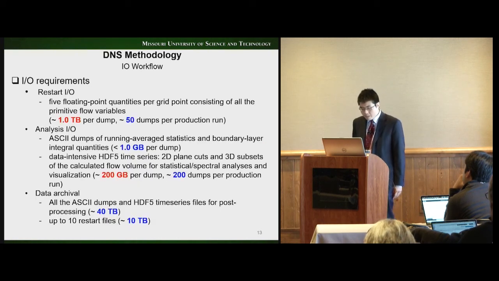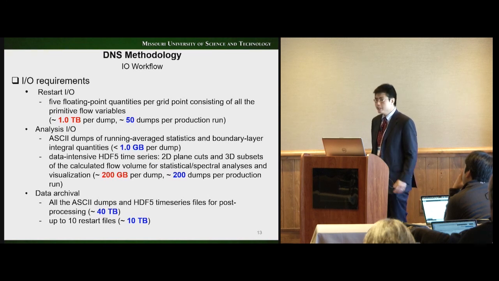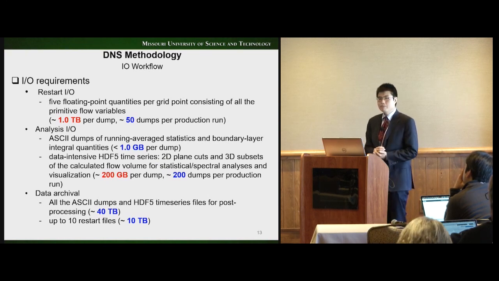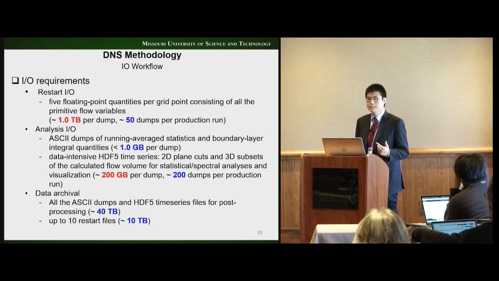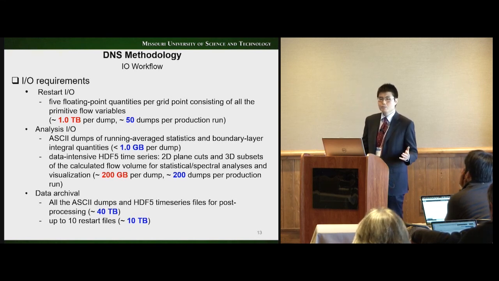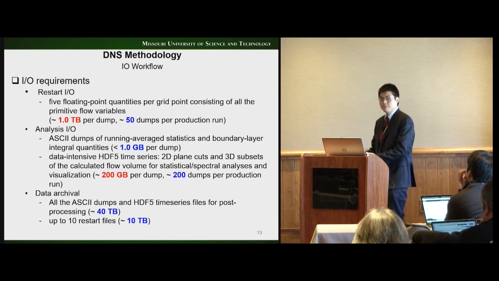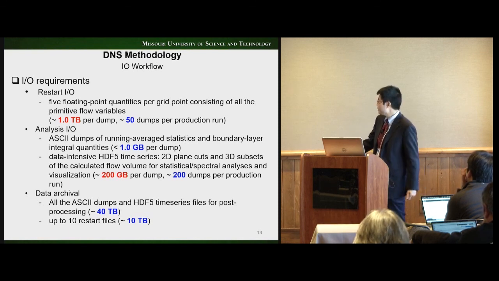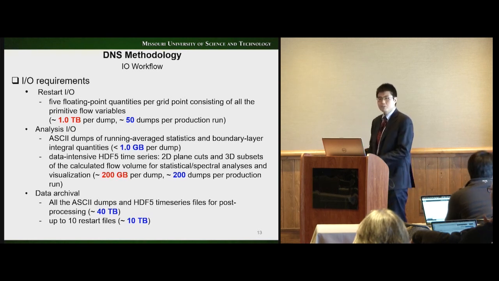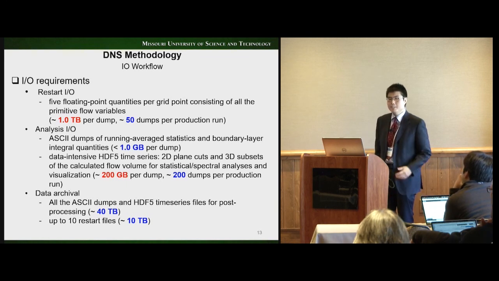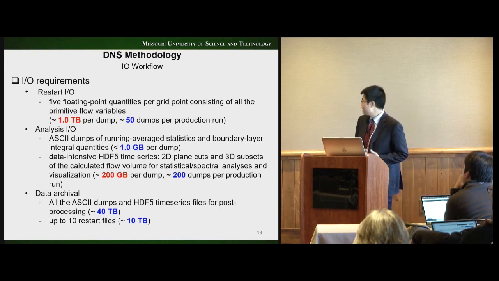And then in terms of I/O, we deal with two types of I/O. One is the so-called restart I/O. Every few thousand iterations, we write out the whole flow field for the purpose of restarting. If one round finishes, we have to restart from the most recent one. This includes all the primitive variables and all the information that is required to restart a run. This can get as large as 1 terabyte. So this is a huge data set.